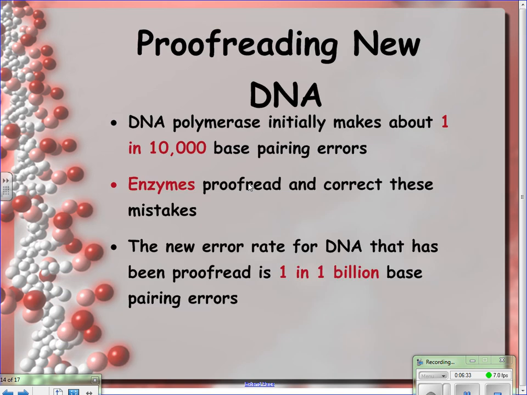Now, when we look at proofreading, DNA polymerase makes about 1 in 10,000 base pairs errors. And remember, errors are mutations, and errors can be fatal. So we need to proofread the DNA strand. And enzymes will proofread and will correct those mistakes. After the corrections have taken place, the new error rate for DNA is about 1 in a billion base pairs. So notice how much different the error rate is.